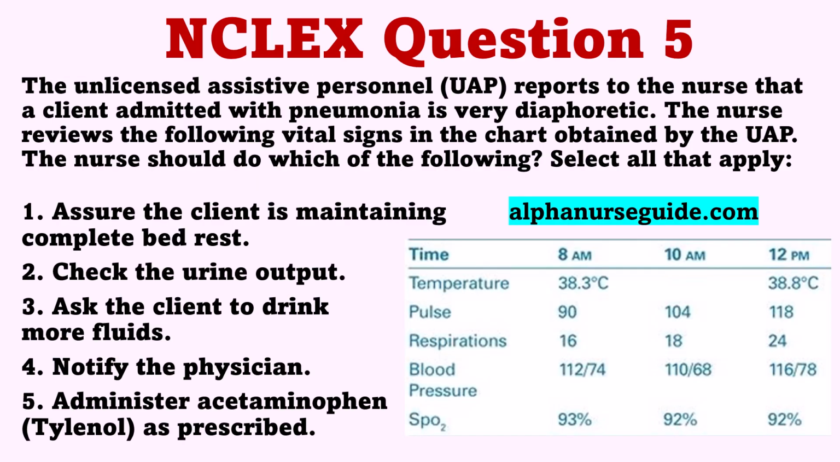The unlicensed assistive personnel reports to the nurse that a client admitted with pneumonia is very diaphoretic. The nurse reviews the following vital signs in the chart obtained by the UAP. The nurse should do which of the following? Select all that apply. 1. Assure the client is maintaining complete bed rest. 2. Check the urine output. 3. Ask the client to drink more fluids. 4. Notify the physician. 5. Administer acetaminophen as prescribed. Pause the video if needed and look at the chart.